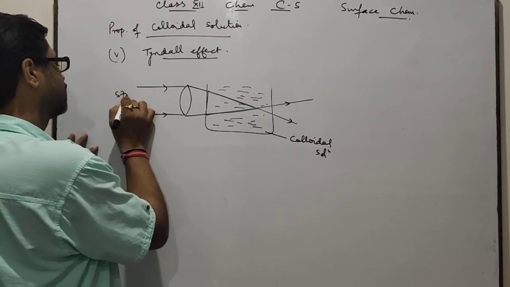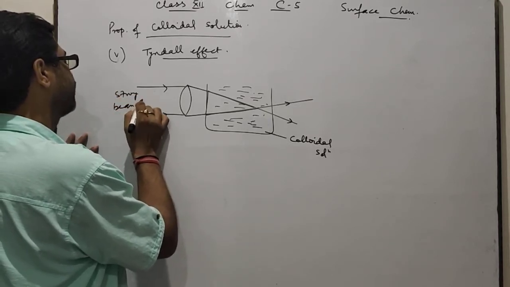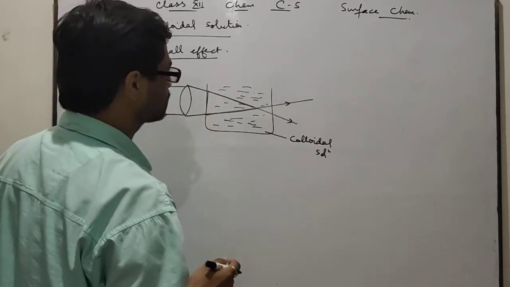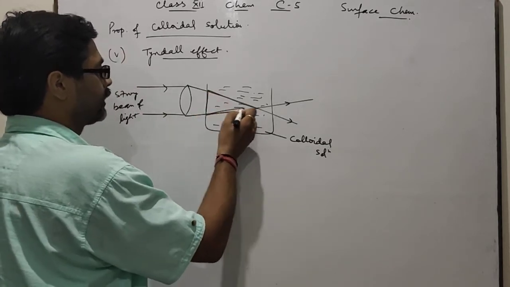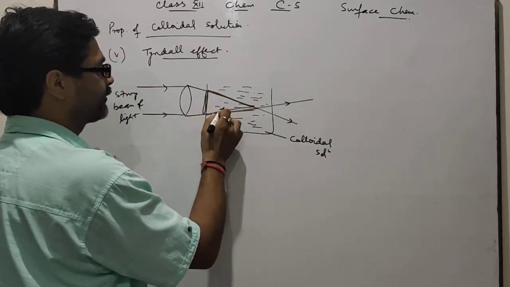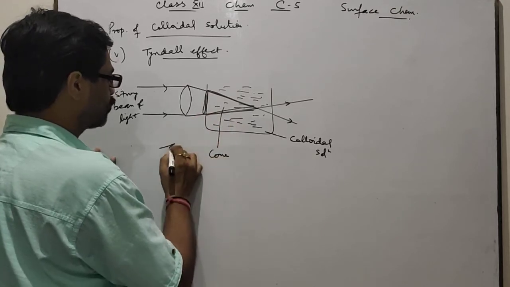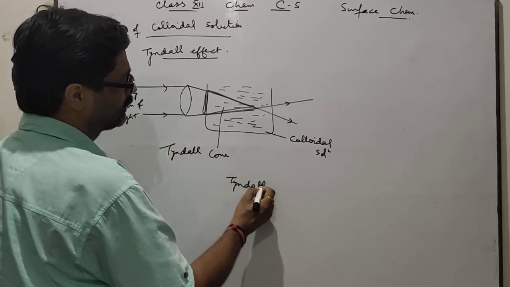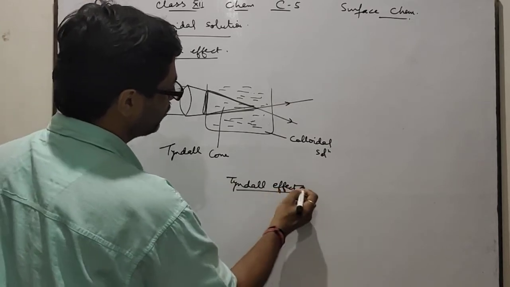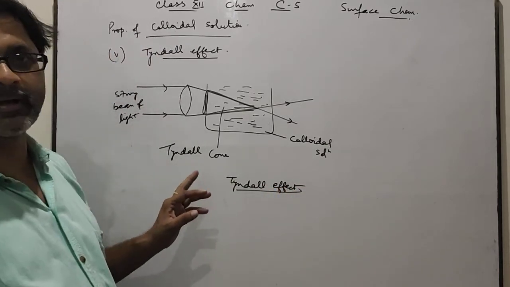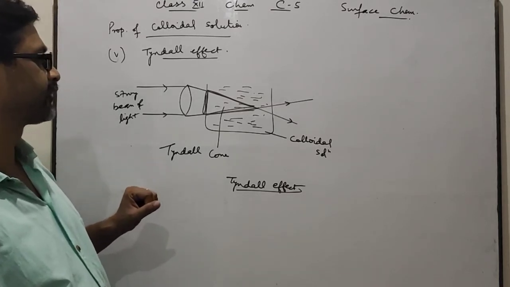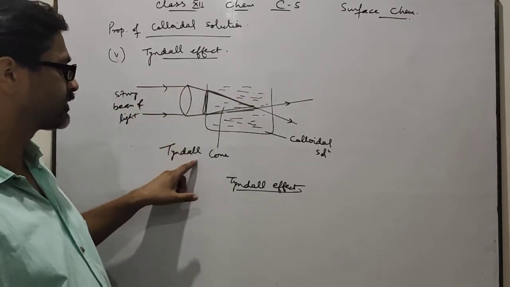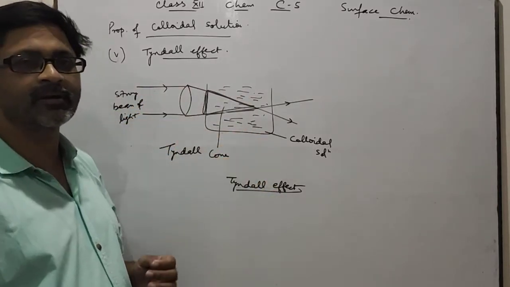When we pass a strong beam of light through this colloidal solution, then we see the path of light in the form of a cone. This cone is known as Tyndall cone, and this phenomenon is called Tyndall effect. This is a very important property shown by colloidal particles.